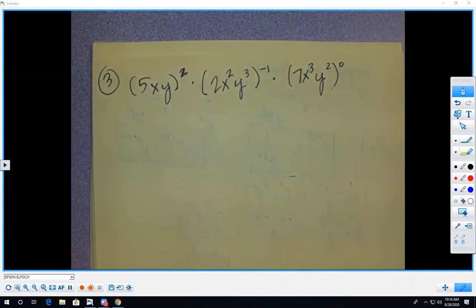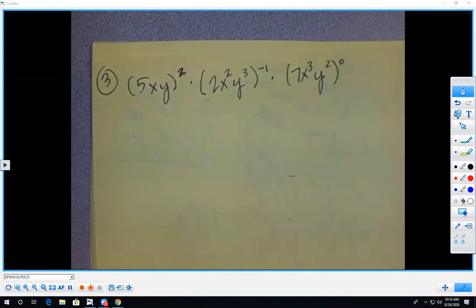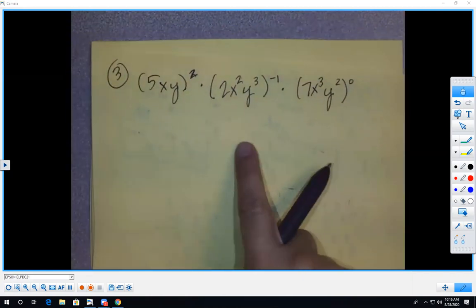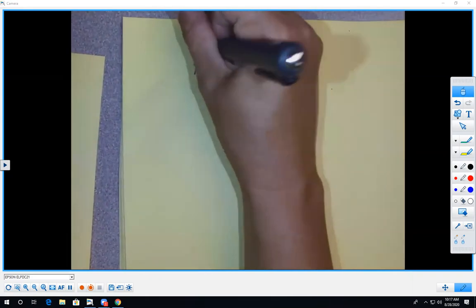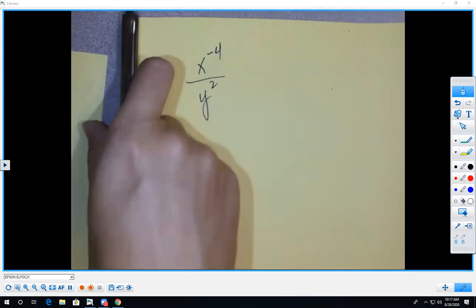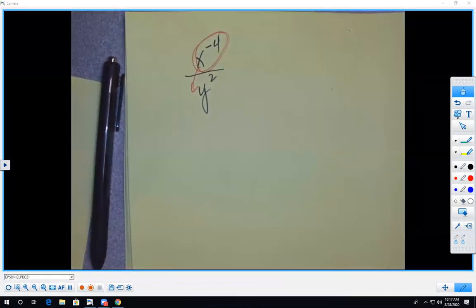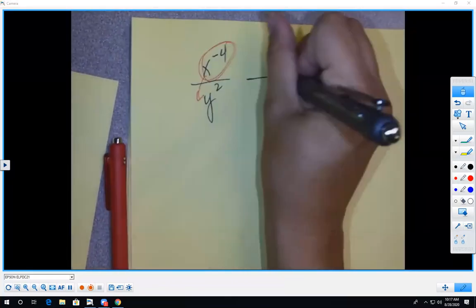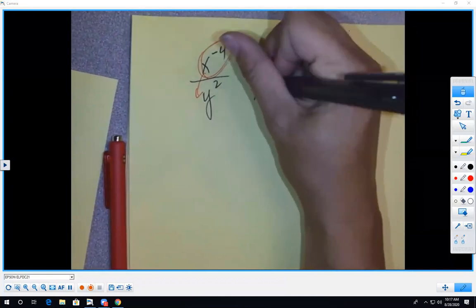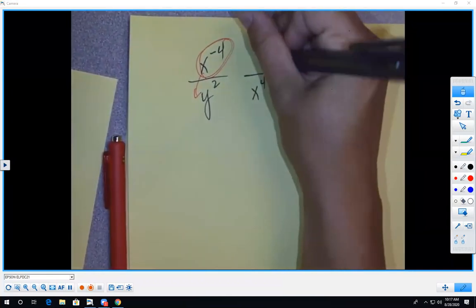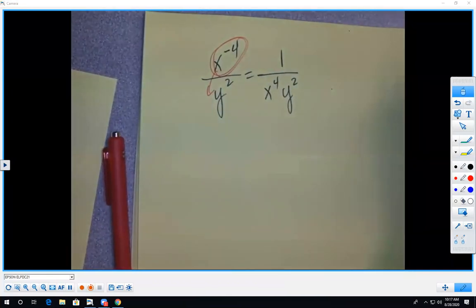Yes. Let me get a different sheet of paper. I'm gonna pause on this just for a second. So if you had x to the -4 over y squared, this -4 is the problem. I would move it down to the bottom. I don't move the y squared. So it would be x to the 4th y squared on the bottom with a 1 on top. That's how you fix a negative exponent.